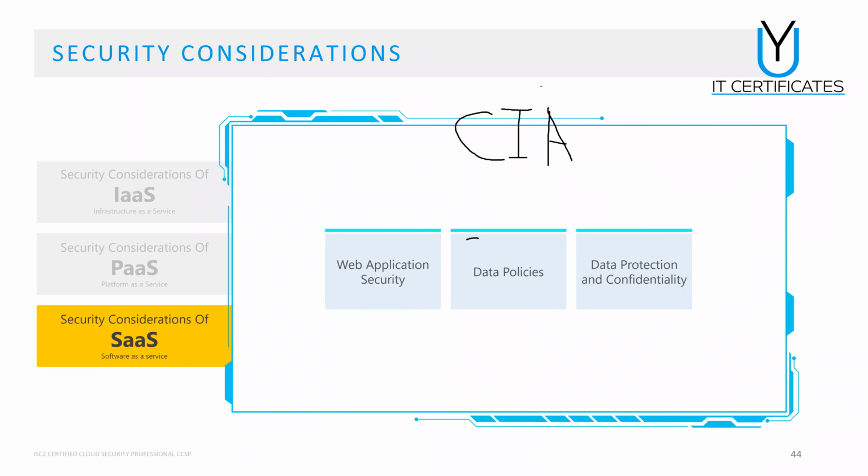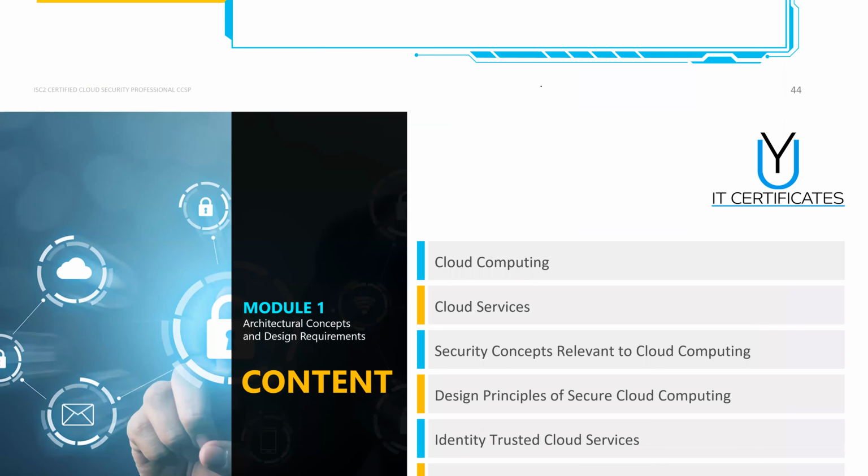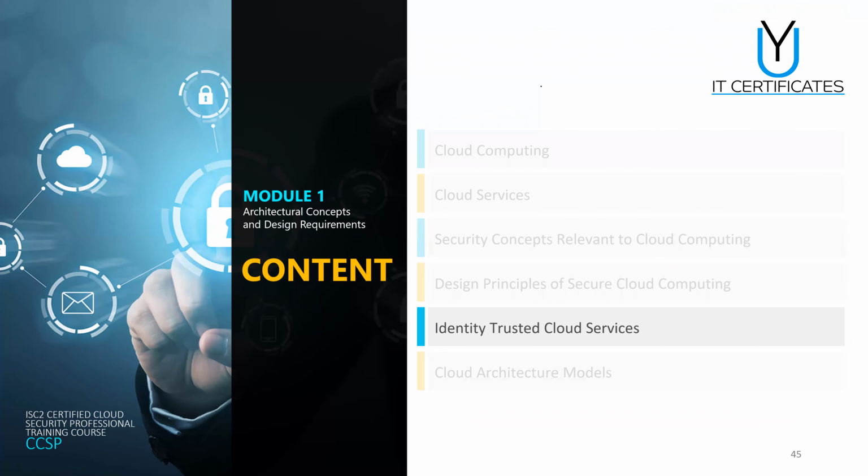When we mention data protection and confidentiality, this means the CIA. We have to protect the confidentiality of the data. We must not provide access to the data for unauthorized users. Also, protection means preventing unauthorized changes to the data. And finally, we have to provide the data to authorized users when they need it. These are the types of security considerations which we have to take care of when we are evaluating any cloud service provider.